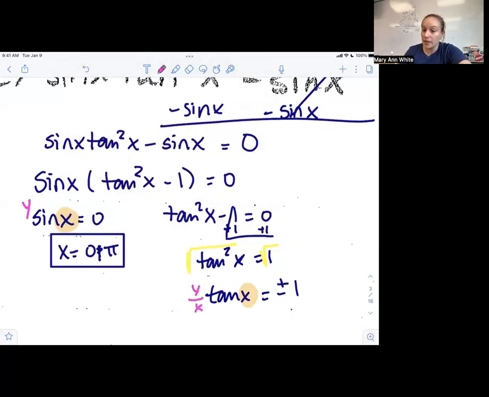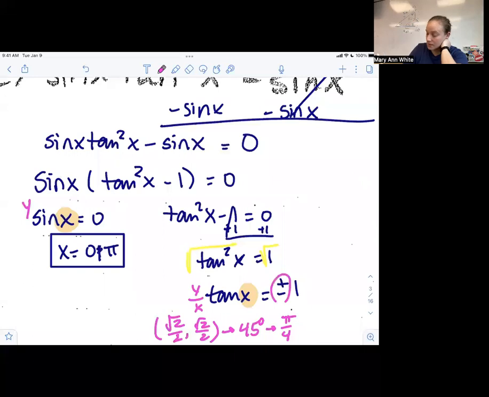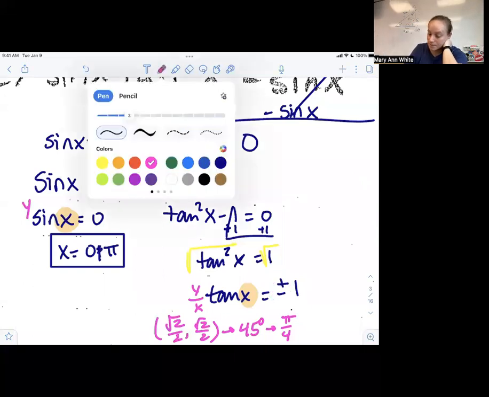Now, the only way to get this, and hopefully we've done enough of these that you already know which angle I'm talking about, is to have the same number in my x and my y. So my x and my y need to be the exact same number. The only x and y that are the exact same is root 2 over 2, root 2 over 2. So that means I'm looking at a 45-degree angle, or all my pi's over 4. And again, I want all of them because I'm doing the plus or minus of it.